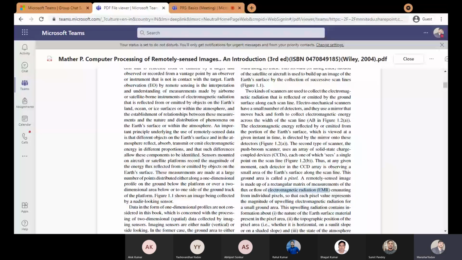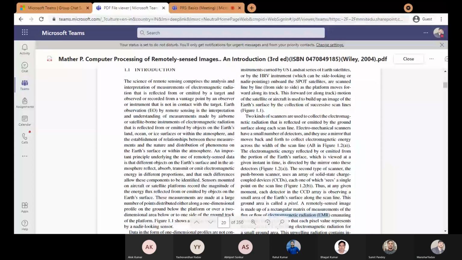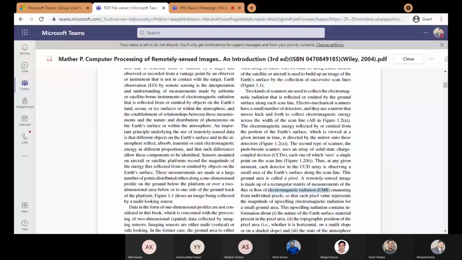So I was discussing that in case of any remote sensing system, there is a requirement of energy source. Whether it is a passive imaging system or an active imaging system, in both cases, an energy source is required, and that source generates energy. Like in case of satellite imaging system, it is passive in nature, and energy coming from the sun is used for the imaging.